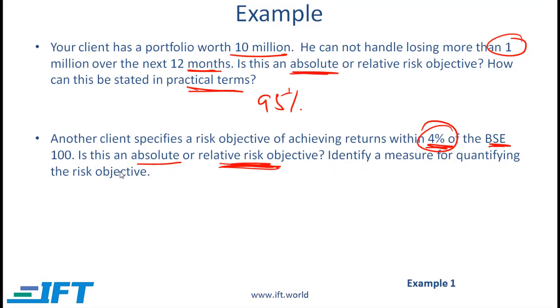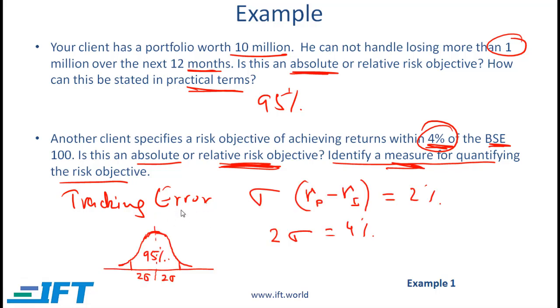Identify a measure for quantifying this risk objective. This is not a hugely important item at level 1. This is something that we will see in a lot more detail at later levels, but I will cover it very briefly because it is mentioned in the curriculum. The measure that they are looking for here is called tracking risk or tracking error.